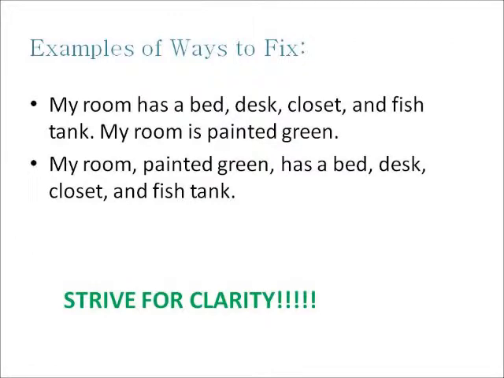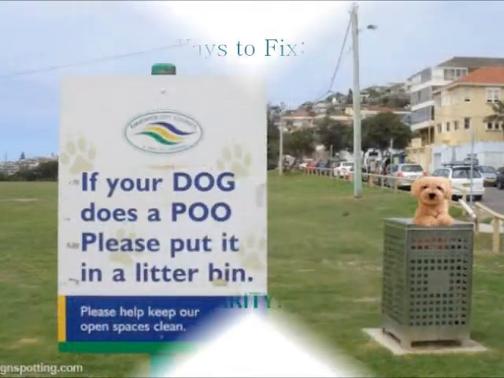One way of fixing this is simply by repeating the antecedent, my room. So the sentence would be, my room has a bed, desk, closet, and fish tank. My room is painted green. Now the sentences are clear, but it's a little repetitive. Another way of doing this is combining the two sentences and saying, my room, painted green, has a bed, desk, closet, and fish tank. And now you have a clear sentence. These are just two examples. The most important thing to remember is that your writing needs to be clear.